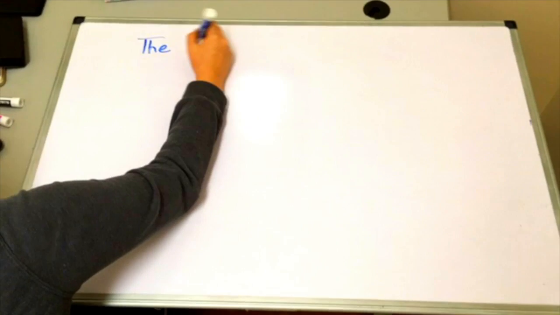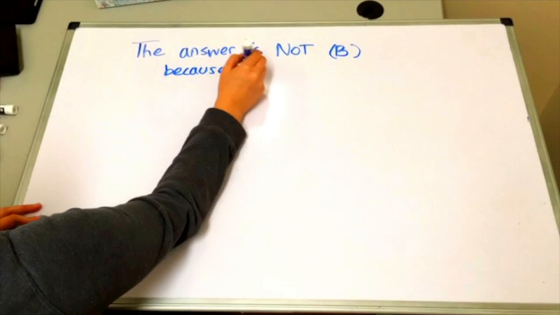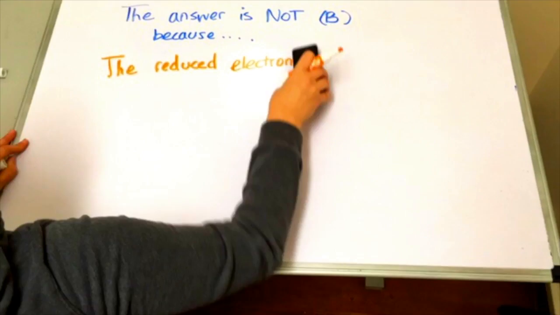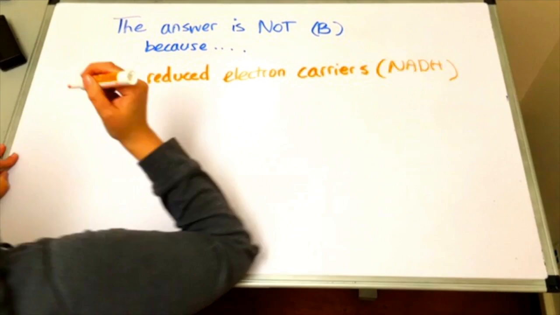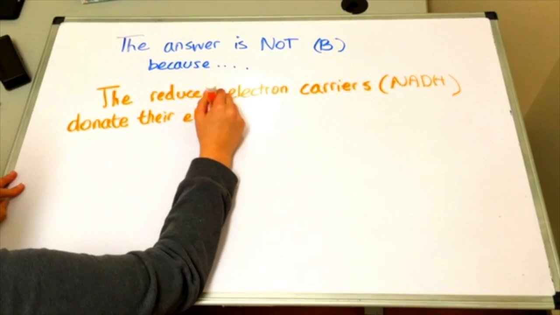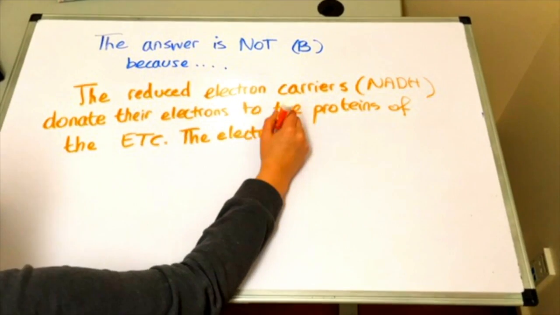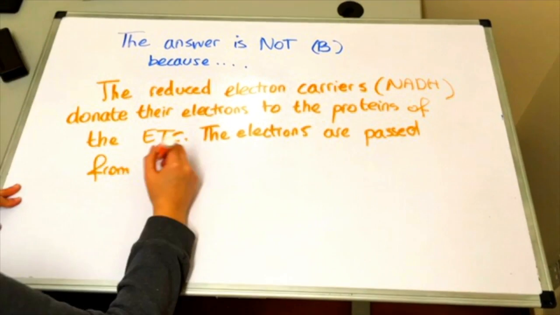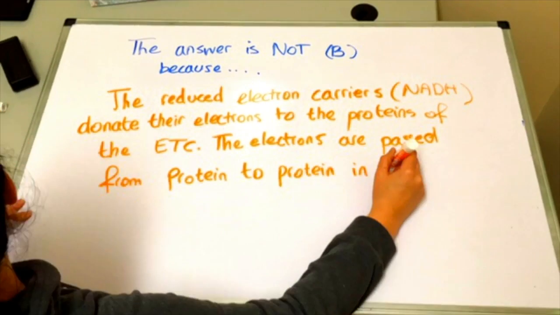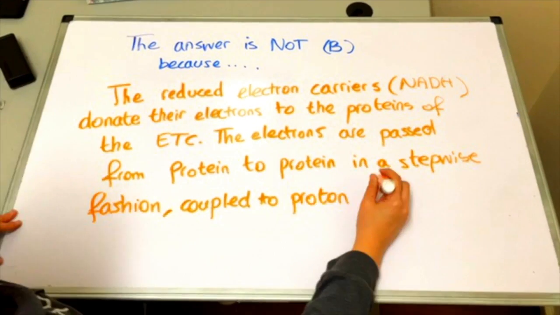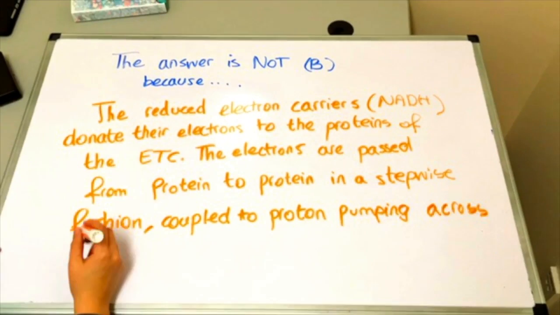The answer is not B, because the reduced electron carriers, NADH, donate their electrons to the proteins of the electron transport chain. The electrons are passed from protein to protein in a stepwise fashion, coupled to proton pumping across the inner mitochondrial membrane into the intermembrane space.